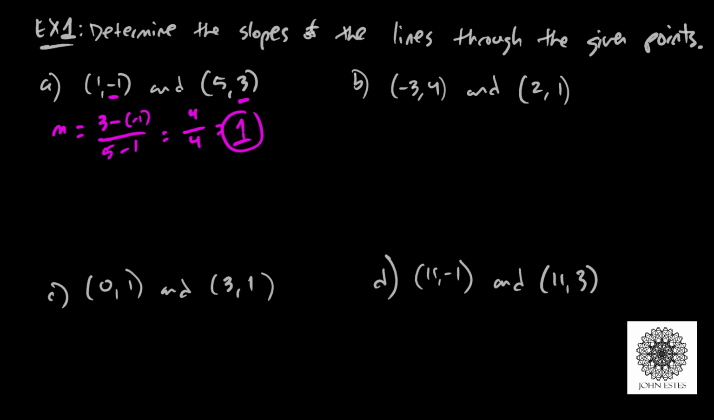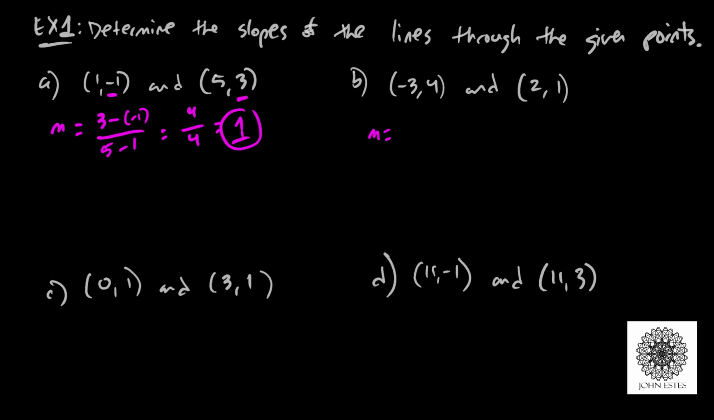What that means is, for every 1 unit to the right I move, my line is going up 1 unit as well. Alright, for part B, I have (negative 3, 4) and (2, 1). Let's calculate the slope by plugging into the formula. That's going to be the difference of the y's. This time I'm going to use my first coordinate first, and that's okay. It doesn't matter, as long as I don't interchange my two coordinates. So here I can't say, for example, 2 minus negative 3. That's going to give me a wrong answer.